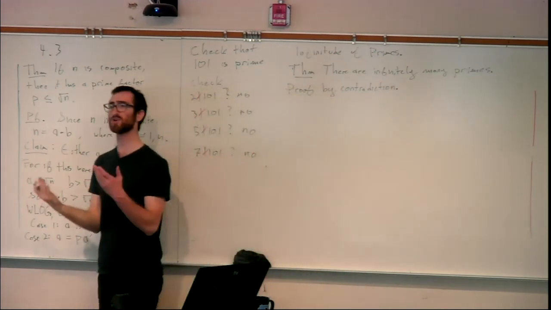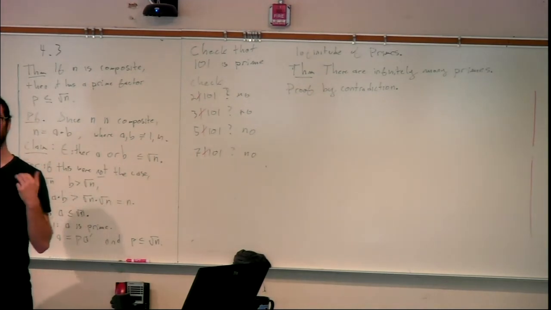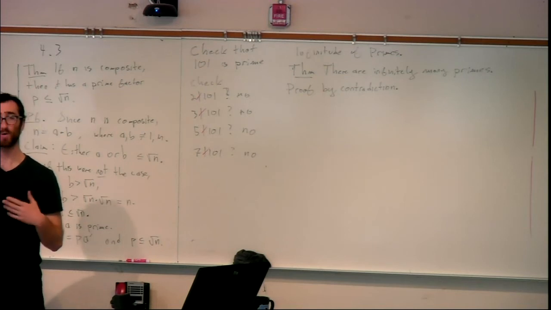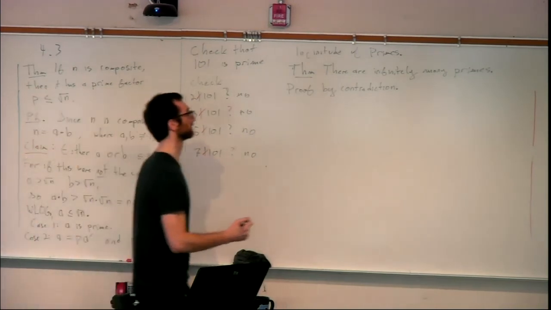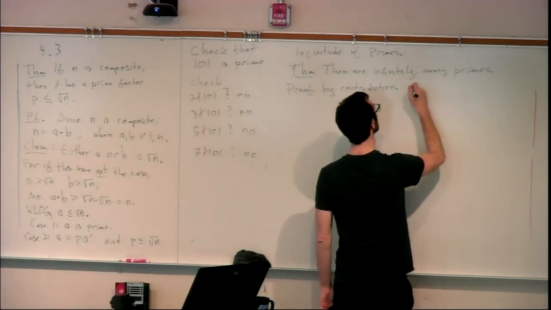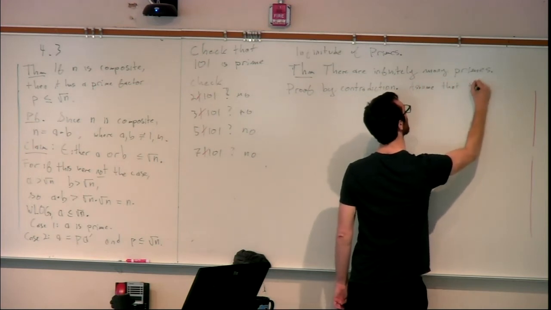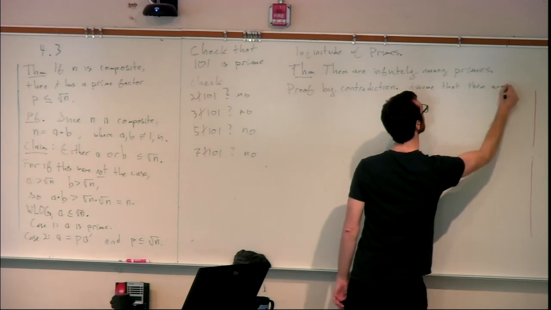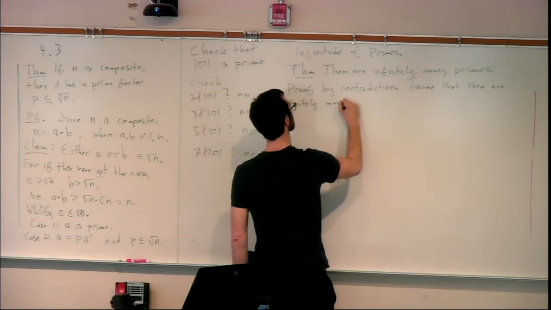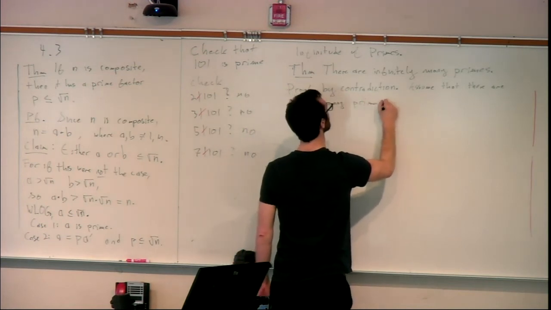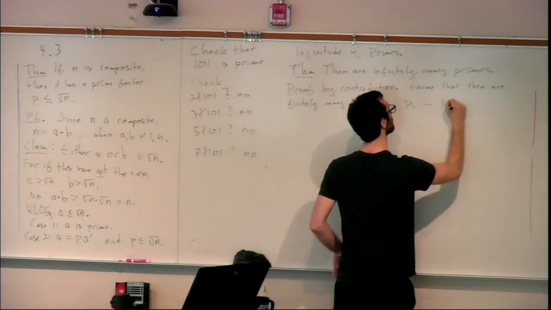So to contradict the statement that there are infinitely many primes would be to say there are only finitely many primes. And if there are only finitely many primes, then we can list them all, P1 through Pn. Assume that there are finitely many primes and we list them all, P1 through Pn.